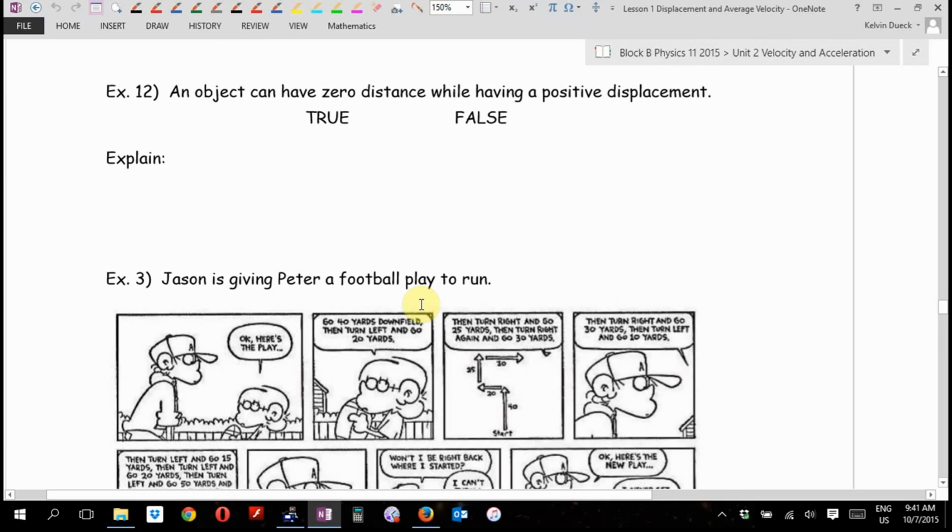An object can have 0 distance while having positive displacement. Making you think. An object can have 0 distance while having positive displacement. Once again, we're going to vote. Once again, how high you hold your hand up is how certain you are of the answer. Once again, if you don't vote, Mr. Dueck will make fun of you.